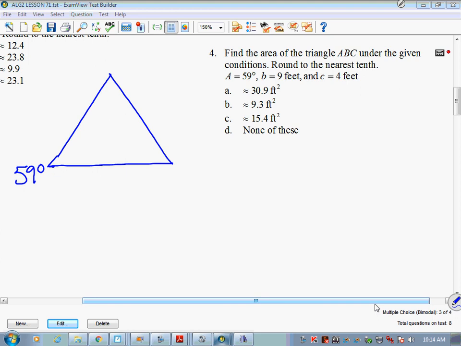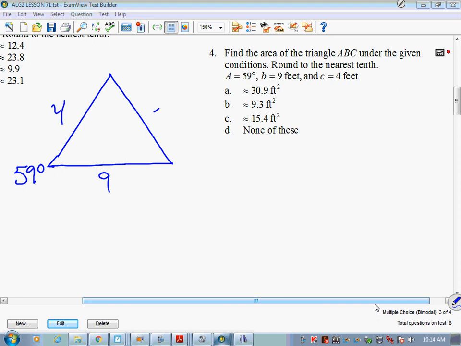At the bottom. Okay. So we're going to put 9 right there. Where do you want to put 4 at, Vicente? Which side? I can't go on the right side. Do you know why? Because angle A is 59 degrees, therefore this has to be side A. That says side C is 4 feet. Left side has to be.